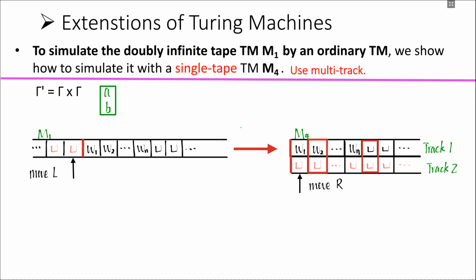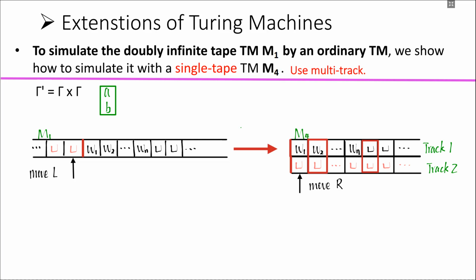Now I want to show you another way. We simulate the doubly infinite tape Turing machine by a single tape Turing machine with multiple tracks. It is a common trick to use a single tape with multiple tracks to simulate other machines. I believe you can use it in your homework answer somehow. In this example, we will use a two-track tape.